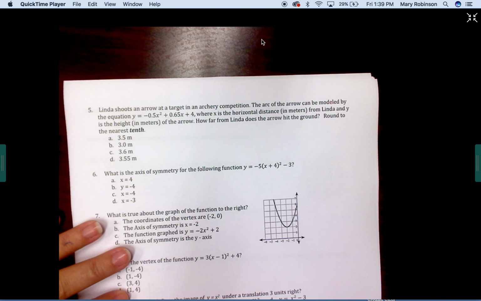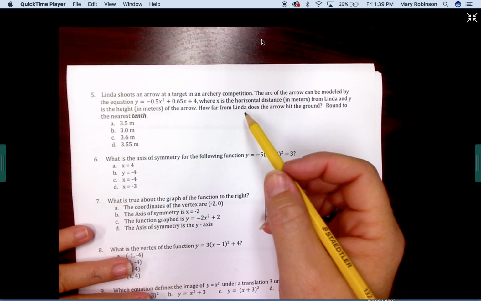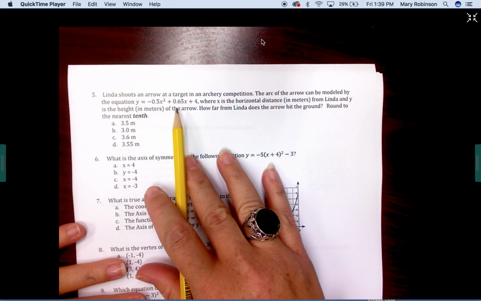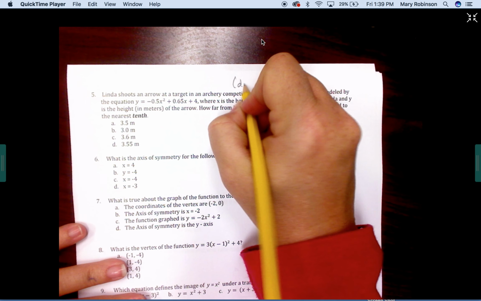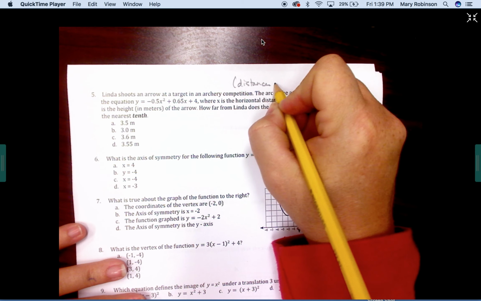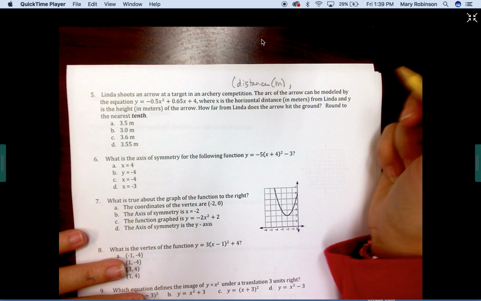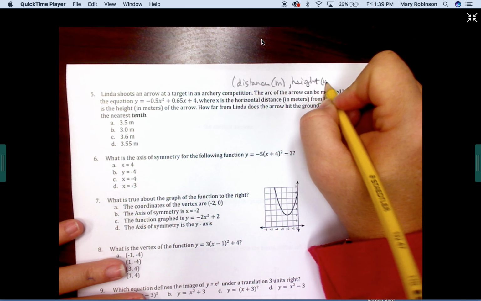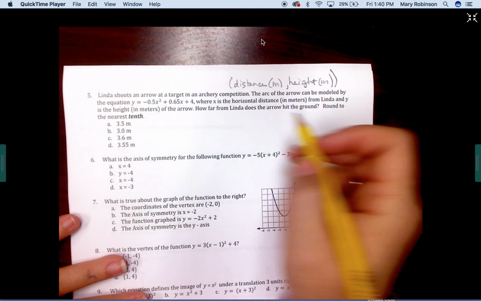To number 5. Number 5 is an application problem. It says Linda shoots an arrow at a target in an archery competition. The arc of the arrow can be modeled by this quadratic function where x is the horizontal distance. I'm going to do distance in meters because it's always important to interpret your units. And y is the height in meters of the arrow. So how far from Linda does the arrow hit the ground?